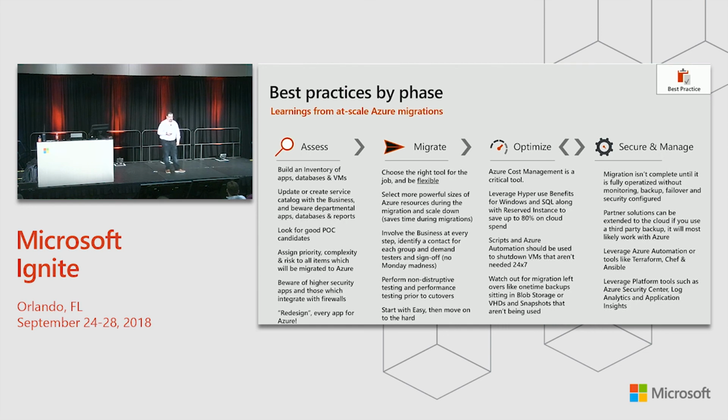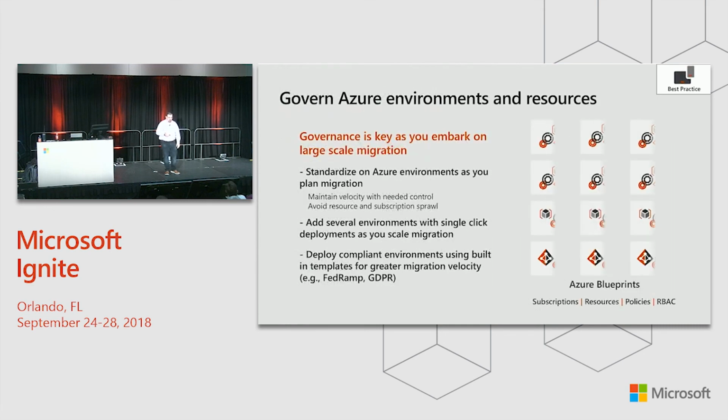As far as secure and manage goes, I think that probably my biggest thing is obviously leverage Security Center, log analytics, and that sort of thing. But also partner solutions, right? You can extend those to the cloud. If you use Commvault today on-prem, you're going to have to do backups and this sort of thing. You want to leverage that in the cloud, right? So do a deployment of that. All right, you can download this slide and see more there.